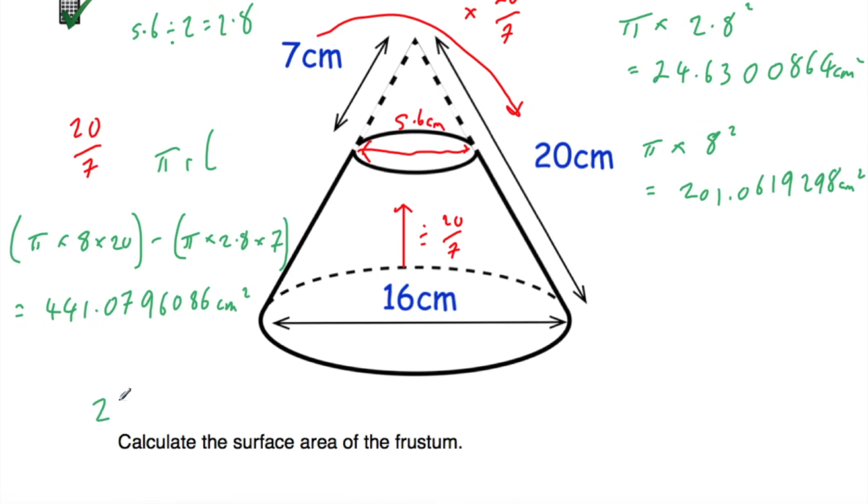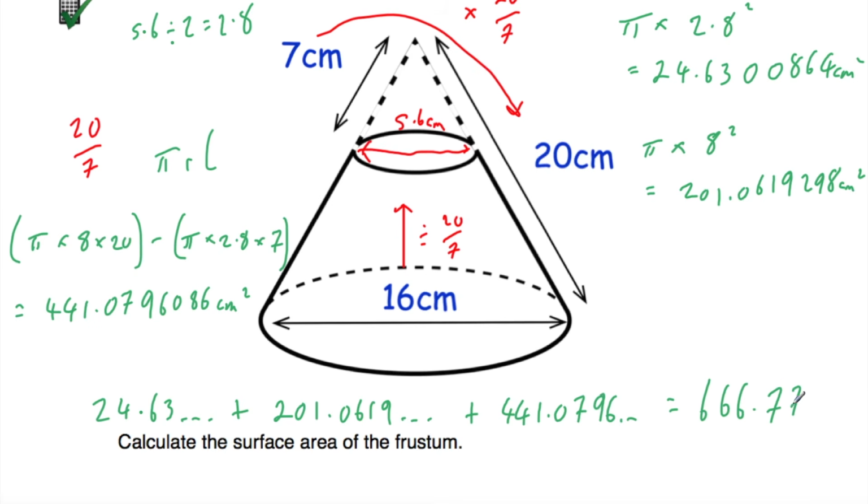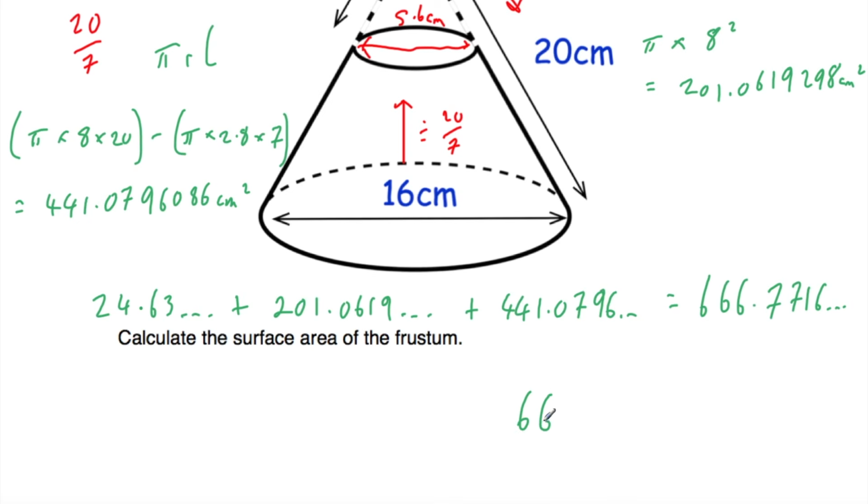So let's do that. Let's take the 24.63 and so on, and type that all into your calculator, plus the 201.0619 and so on. Again, we want to type all that into our calculator, plus the 441.0796 and so on, and then press equals. Okay, this is already on my calculator display, I've just worked it out. So 24.6300864, typing it all in, plus 201.0619298. And when we press equals, we get an answer of 666.7716 and so on centimeters squared. I'm going to round that to 2 decimal places, so that'll be 666.77 centimeters squared to 2 decimal places.